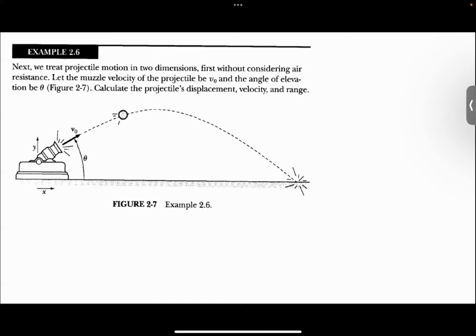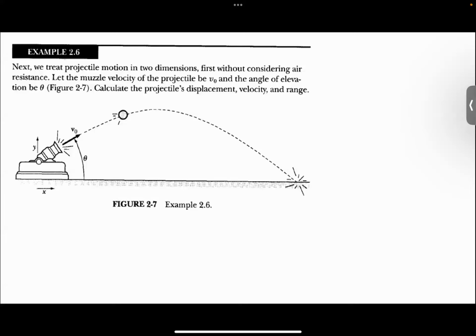Then, once na makuha nyo na yung velocities and equations for displacements, then from there, pwede nyo makuha yung range ng projectile. Okay, and in this case, it's the next two problems na i-consider natin. Titignan natin yung range with and without air resistance.